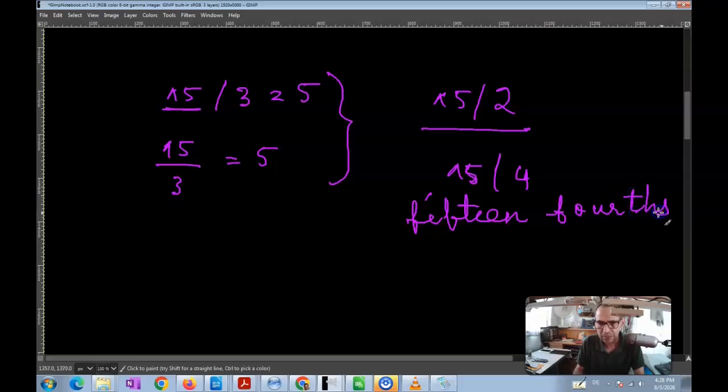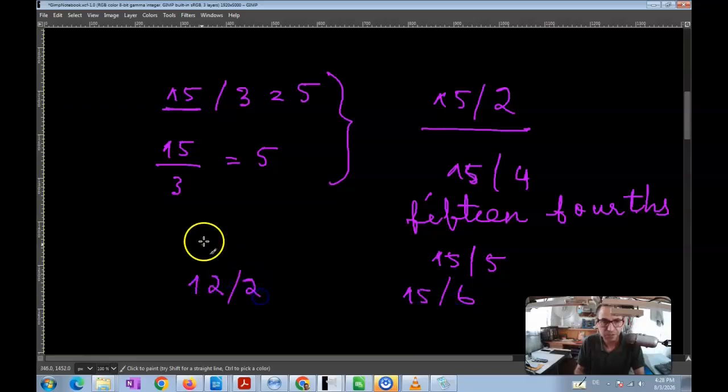This is 15 thirds, 15 fourths. Or for example, this is 15 fifths. This is 15 sixths. This is 12 halves. This is 13 thirds. This is 14 sixths, and so on and so forth, right?